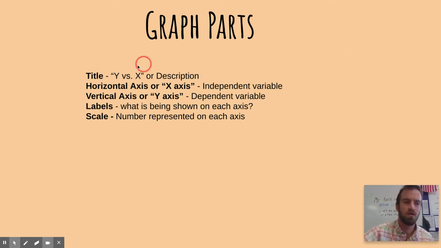In seventh grade, you need to be able to identify these five parts of graphs. First, you got to know the title and two different formats of a title: X versus Y, or a description of the graph. We'll talk about the horizontal axis, often called the x-axis, and how that is usually representing the independent variable. We'll talk about the vertical or y-axis and how it represents the dependent variable. We'll talk about labels, what's being shown on each axis, and we'll talk about the scale, the numbers represented on each axis. All right, here we go.